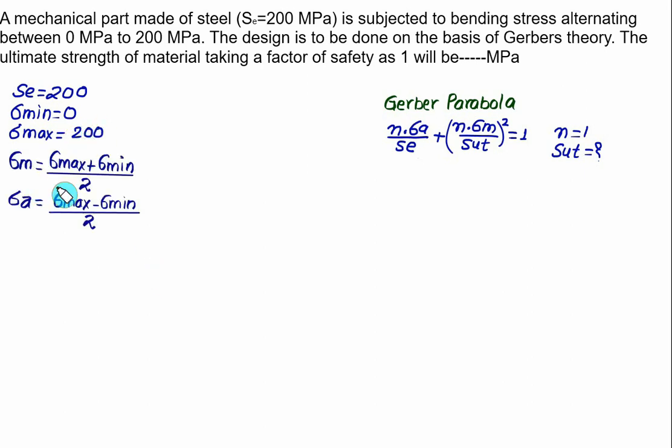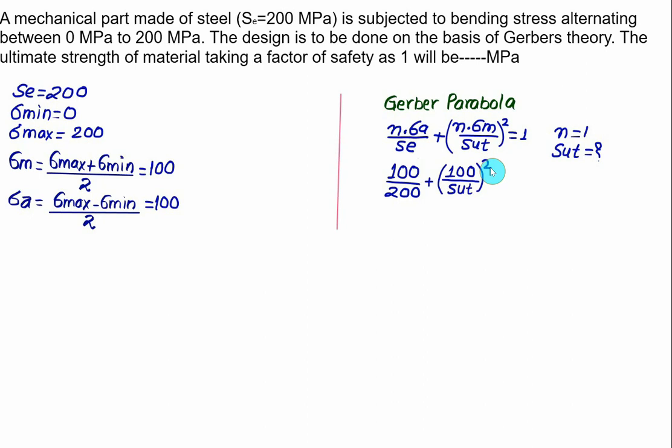So we can calculate the mean stress as sigma max plus sigma minimum by 2, that is 200 plus 0, which is 200 by 2, equal to 100, and the amplitude stress is also 100, that is 200 by 2. The factor of safety is 1, so 1 multiplied by sigma amplitude, 100, divided by endurance strength, 200, plus sigma mean, which is 100, divided by SUT, and you have to take the whole square.